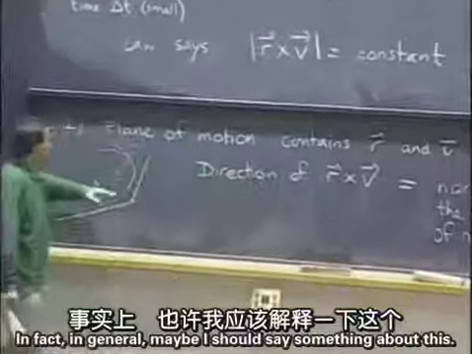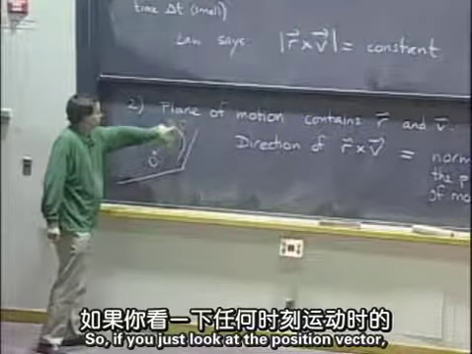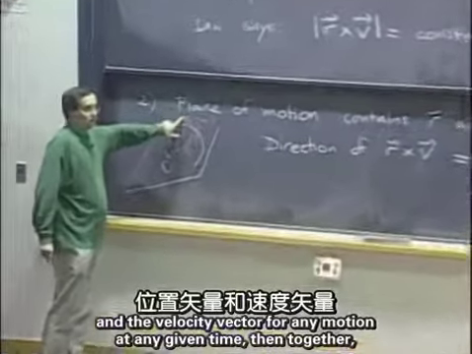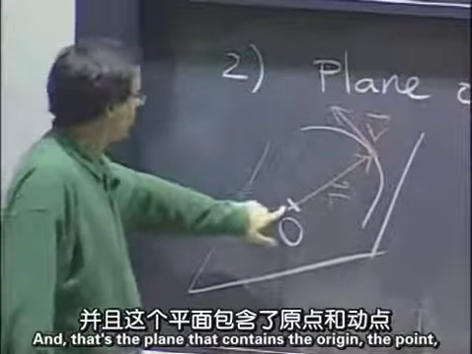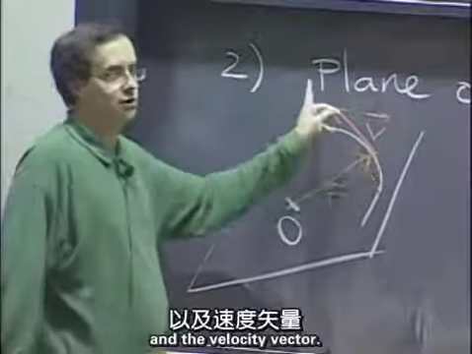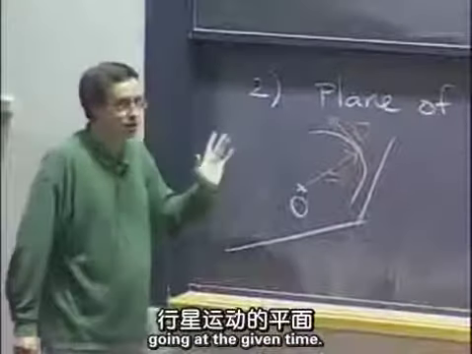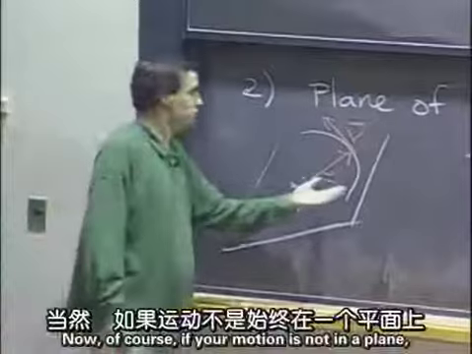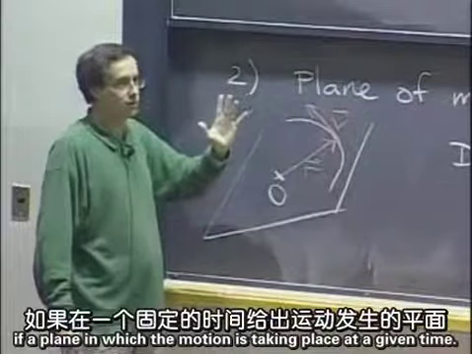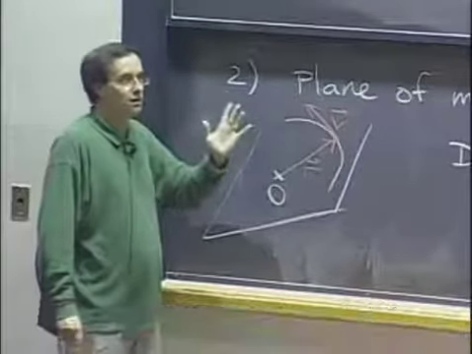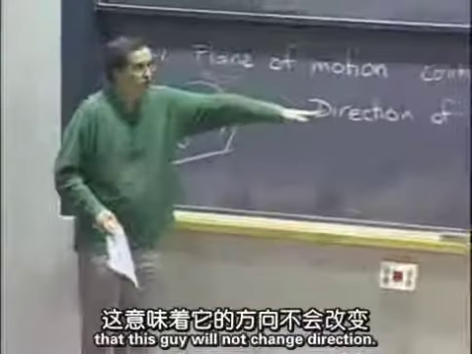In fact, in general, maybe I should say something about this. If you just look at the position vector and the velocity vector for any motion at any given time, then together they determine some plane. And that's the plane that contains the origin, the point, and the velocity vector. If you want, it's the plane in which the motion seems to be going at the given time. Now, of course, if your motion is not in a plane, then that plane will change. It's somehow the instantaneous plane in which the motion is taking place at the given time. And to say that the motion actually stays in that plane forever means that this vector will not change direction.